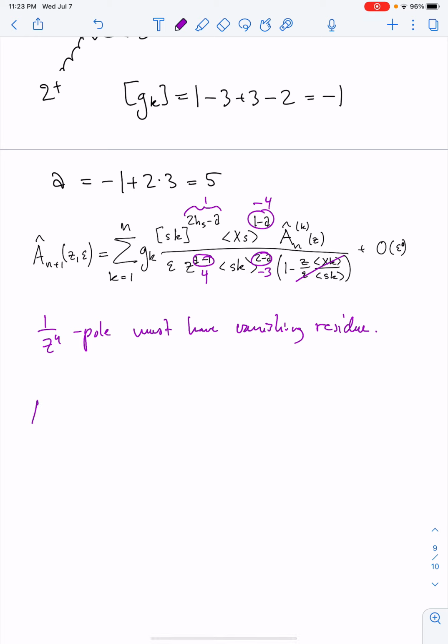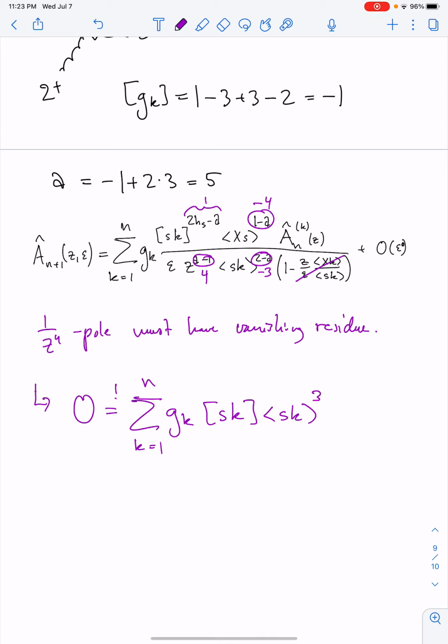So I end up with a situation where the residue, the 1 over z to the 4 residue, will give me a condition that 0 must equal the sum over K equals 1 through N of g_K of square bracket SK times angle bracket SK cubed. There's also a dependence on the angle bracket XS, but nothing depends on K there, so I can ignore it. Likewise, there could be a dependence here on a_K(x) of z. But you see that there's nothing here that will make this vanish. I can't just take all the couplings equal because I have a cubic power there. It would require some very special miracle for this to vanish that would depend on details inside the n-particle amplitude, and that's going to be impossible to do.